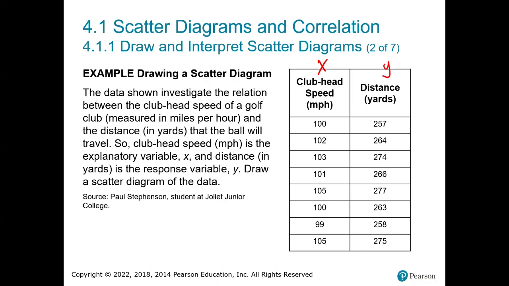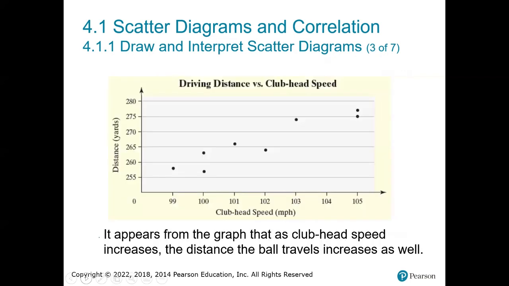By default, the x variable is in this first column here, and the y variable is going to be in your second column here. I will give it to you that way. So x is the first, or the independent, y is the second, or the dependent. All right, so the way this is going to work is these are paired pieces of data. 100 goes with 257. So on the axis here, I'm going to find 100 on the x, go up to 257, and I'm going to put a point there.